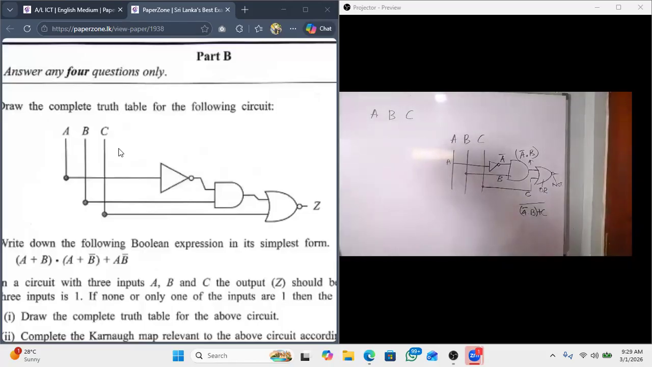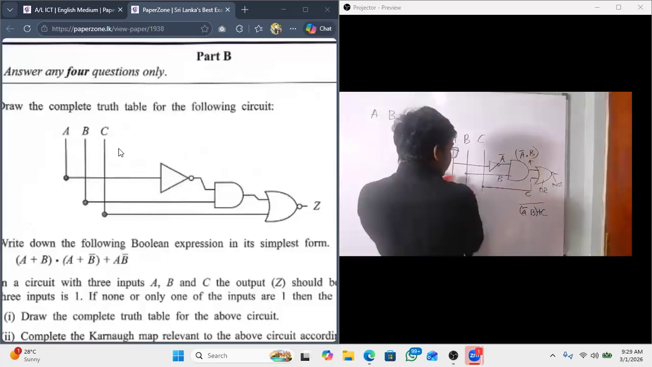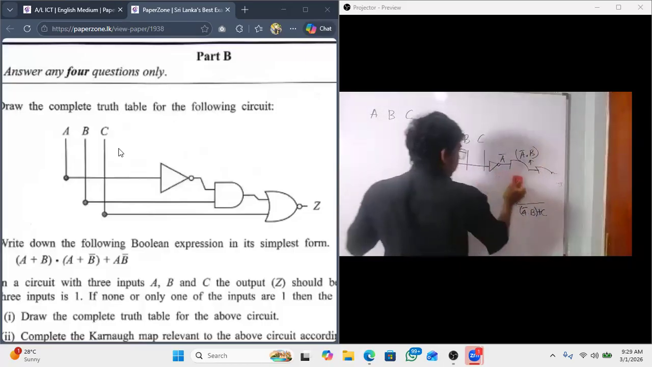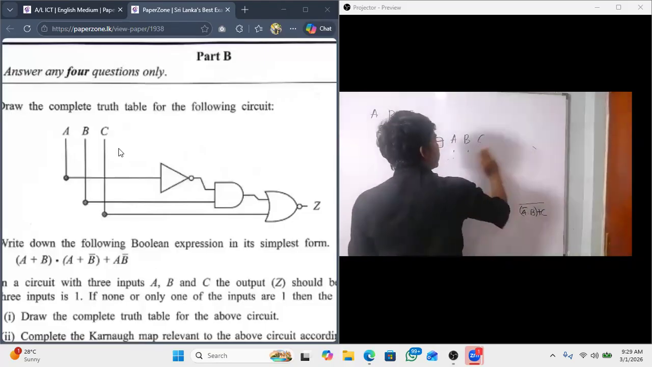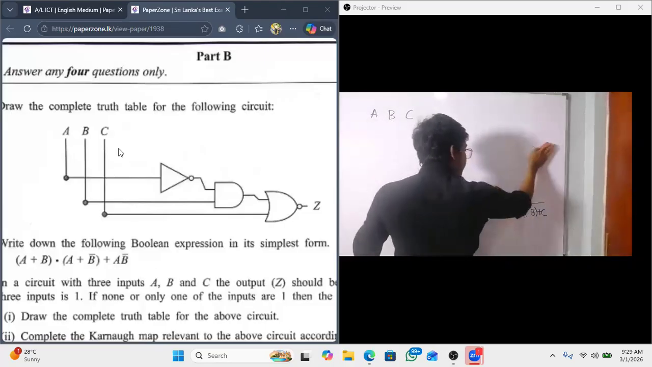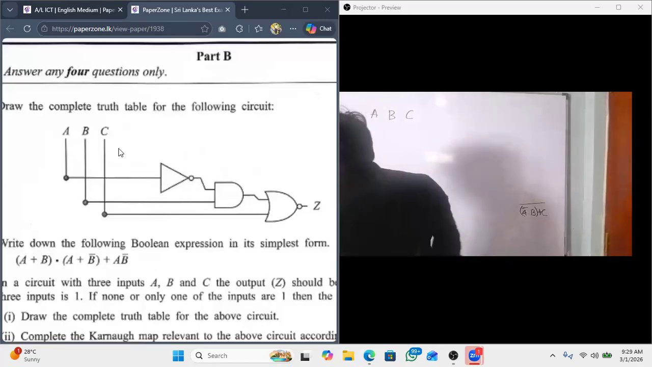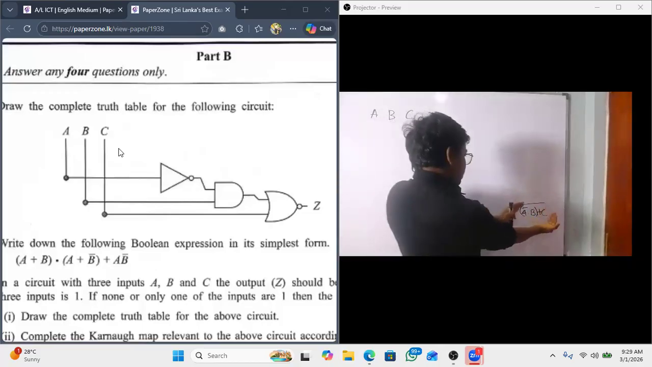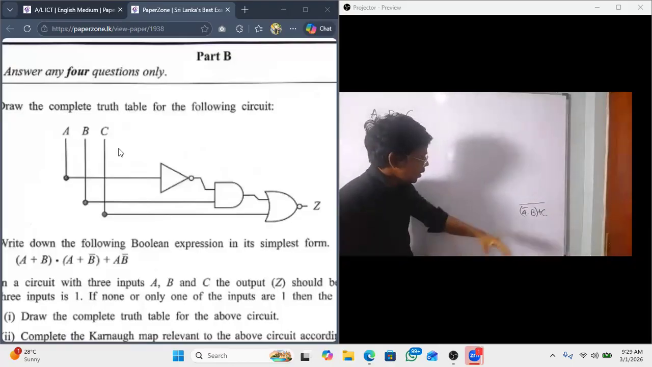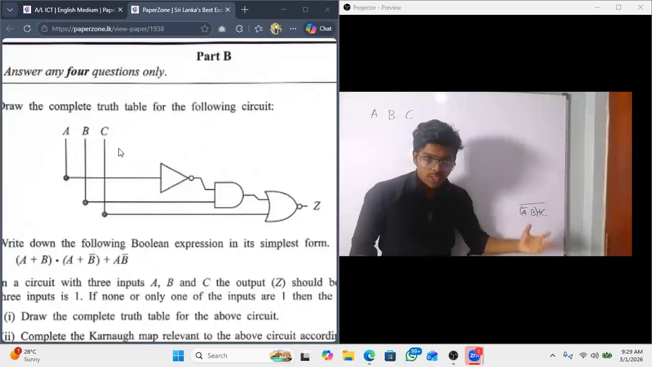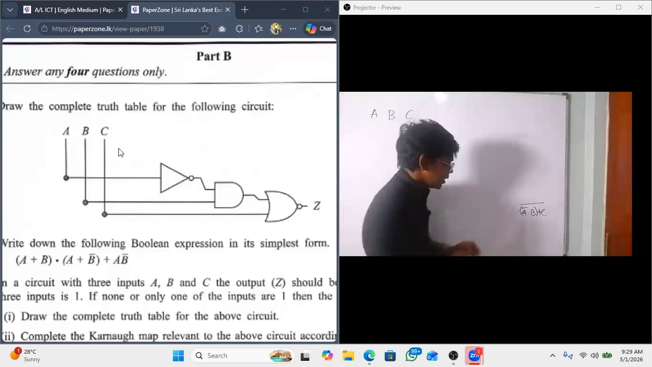Then what we have to do is, I don't need this diagram. I am going to erase it. I only need this equation. So I will build up this equation step by step as columns in this table.